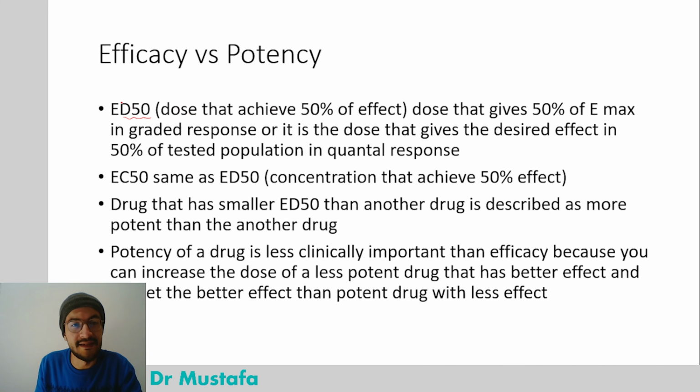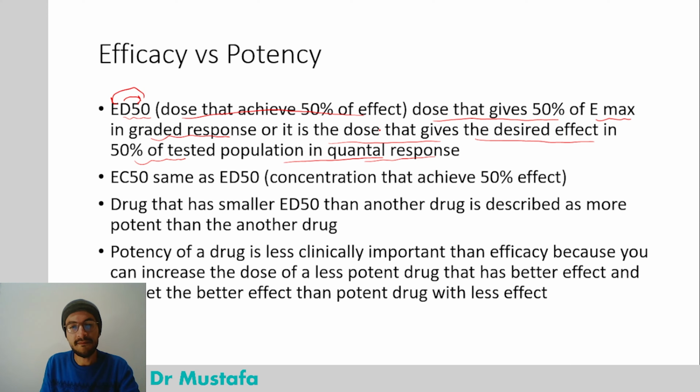The ED50 is the dose that achieves 50% of the effect. It is also the dose that gives 50% of the Emax in the graded response, or it is the dose that gives the desired effect in 50% of the tested population in the quantal response. The EC50, on the other hand, is the same concept as the ED50. The EC50 is the concentration that achieves 50% of the maximal effect.